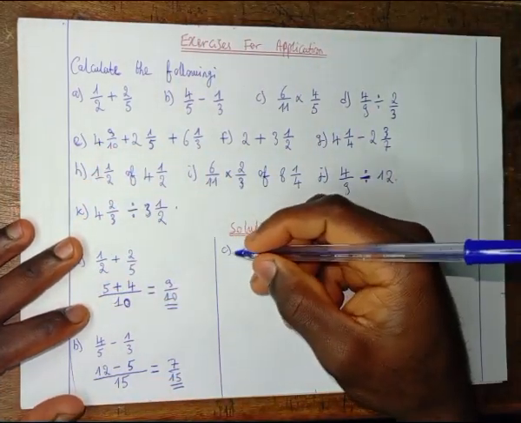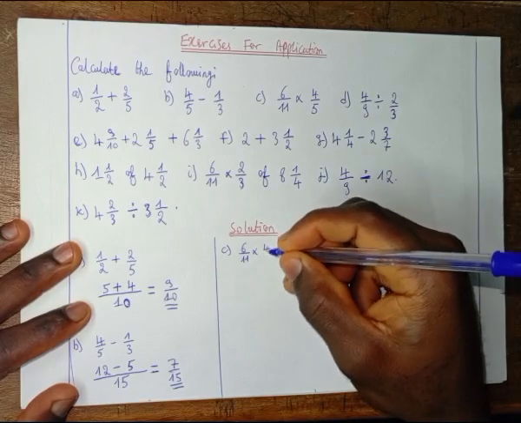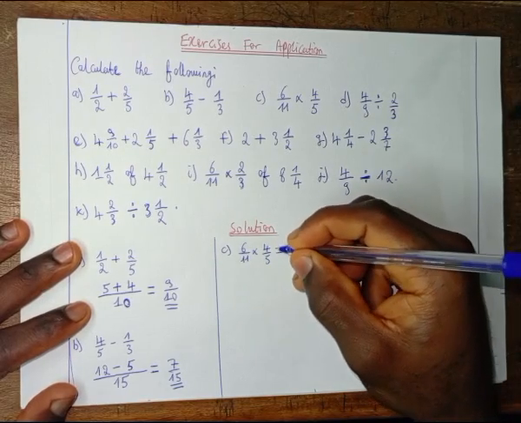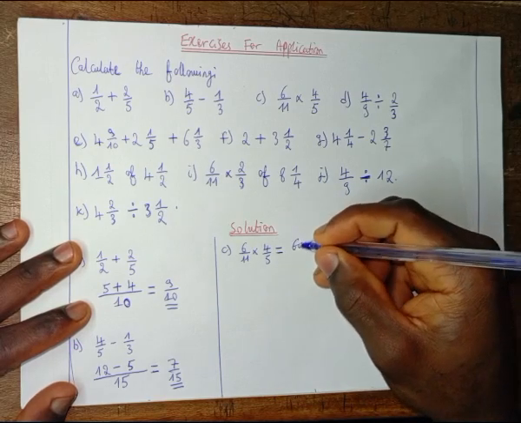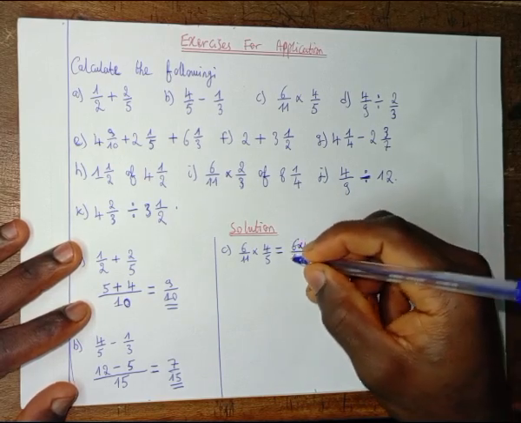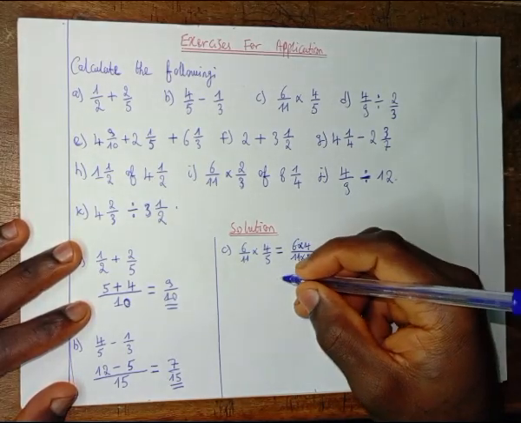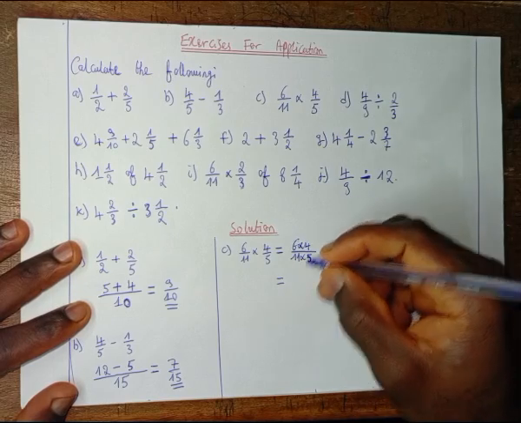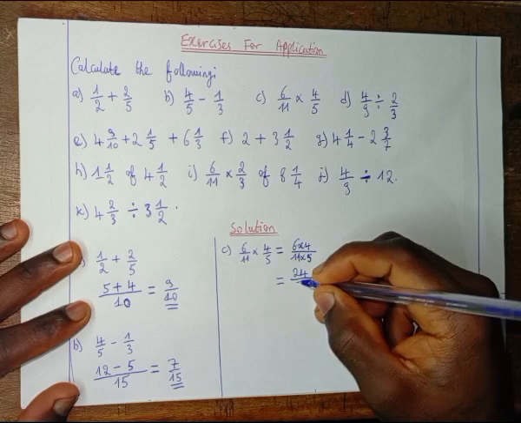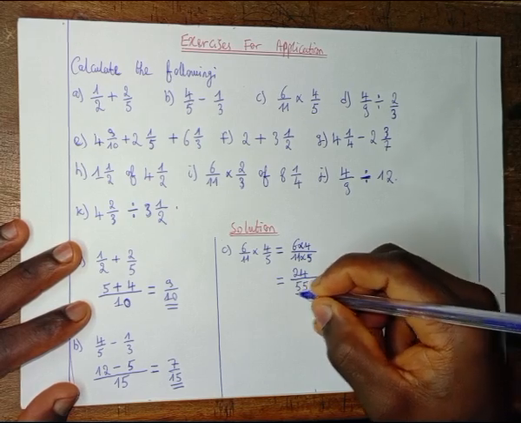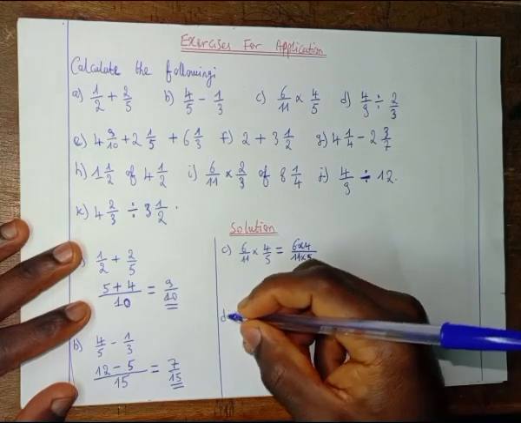For question C, we have to multiply the fractions 6 over 11 by 4 over 5. This will simply be equal to, we are going to start by multiplying the numerators. 6 times 4 all over 11 times 5. This will be 6 times 4 gives us 24 all over 11 times 5 gives us 55. So the answer will simply be 24 over 55. We go now to the next question, which is D.